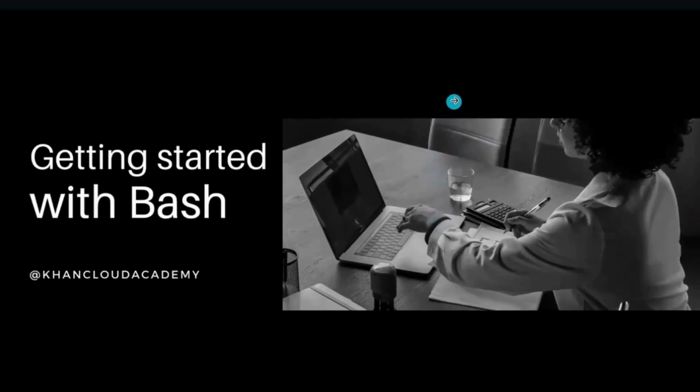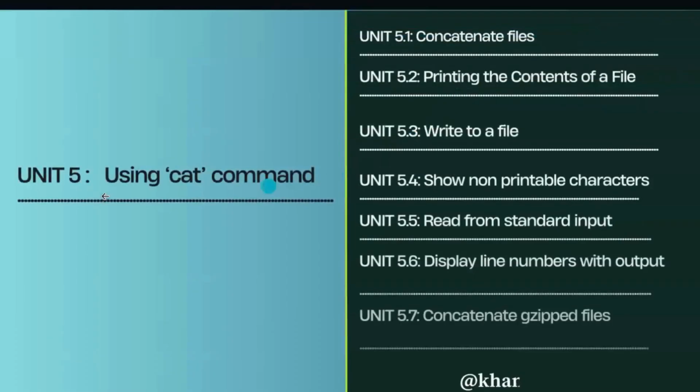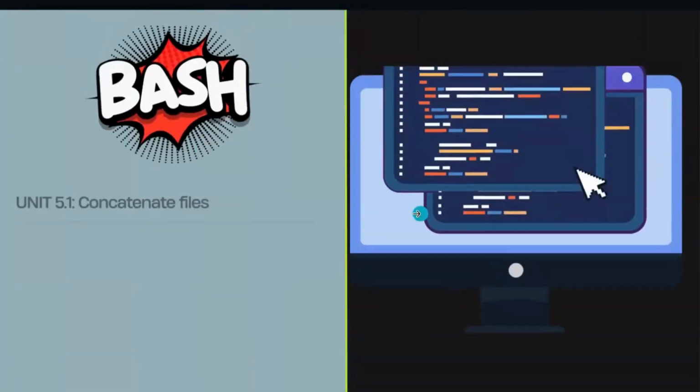So getting started with Bash, today we're going to discuss the cat command. This is our Unit 5, and we're going to discuss concatenating files, printing the concatenated files, writing to a file, showing non-printable characters, and reading from standard input. So these are the topics we're going to cover today.